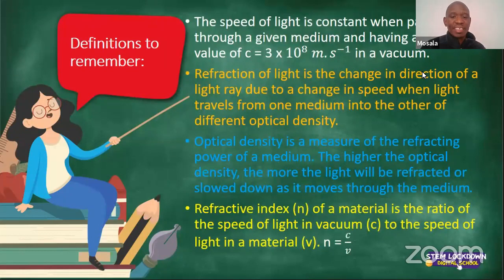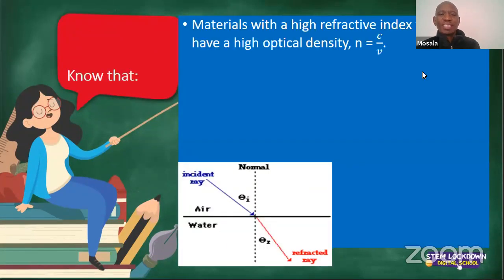Right, refractive index is represented by the letter N. The refractive index of a material is the ratio of the speed of light in vacuum to the speed of light in the material. So N is given by C, the speed of light in vacuum, over V, the speed of light in a particular material. That's the refractive index of a material. Materials with high refractive index will also have high optical density.